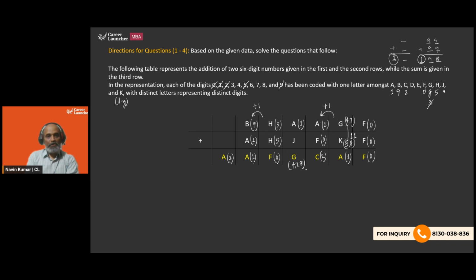G can be 7 or 8 depending upon what J is. So J can be 3, so that 1 plus 3 is 4. It could be 6, 1 plus 6 is 7, and it could be 7, 1 plus 7 is 8. So basically G can be 4, 7, 8. It cannot be 3. Since all the letters are done, there are going to be certain digits that we are not going to account for. We do not know what those are represented by.